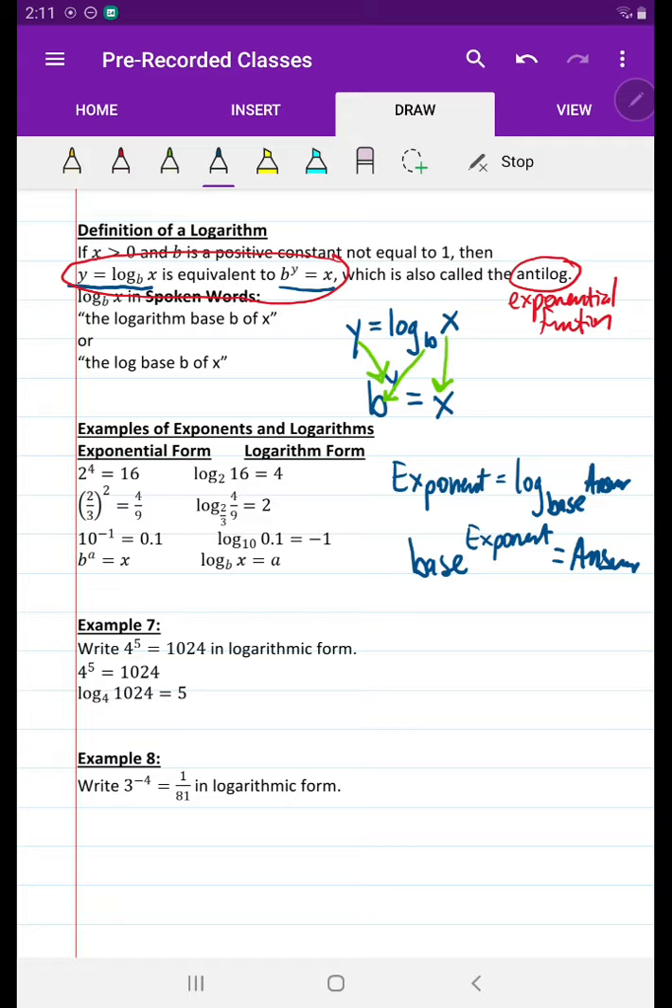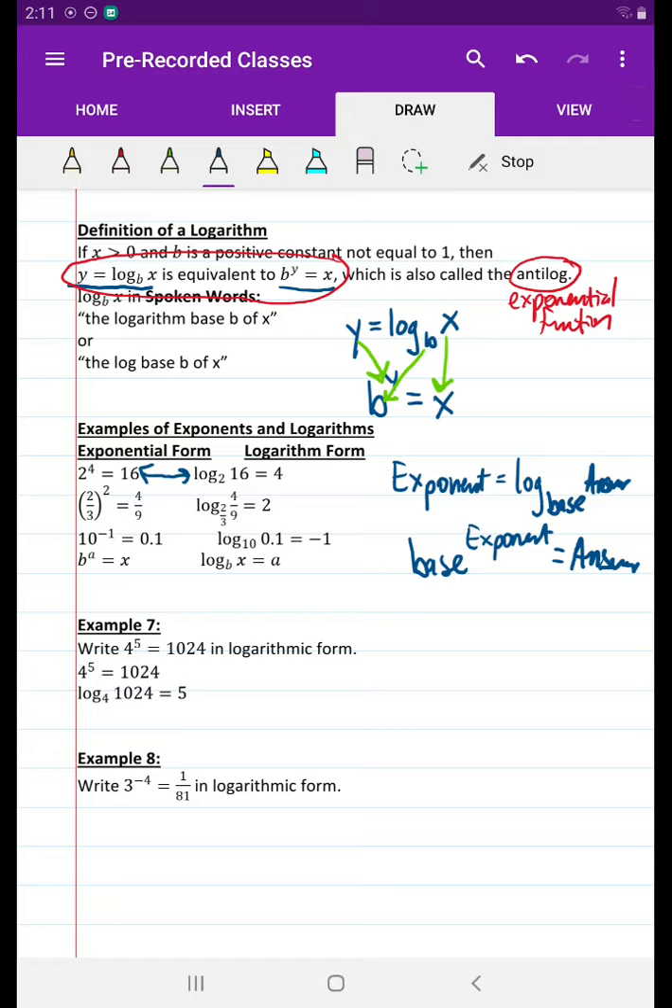If I look at these examples right here, these are equivalent exponential and log forms. My exponential form, 2 to the 4 is 16. If I convert that to log form, that would be log base 2 of 16 is 4. And if I take 2/3 raised to the second power equals 4/9, 2/3 is my base, so that goes right after the log. I have an exponent of 2, so that's going to be the answer of my whole log function. And then it all equals 4/9, so 4/9 is going to be the argument of my log function.